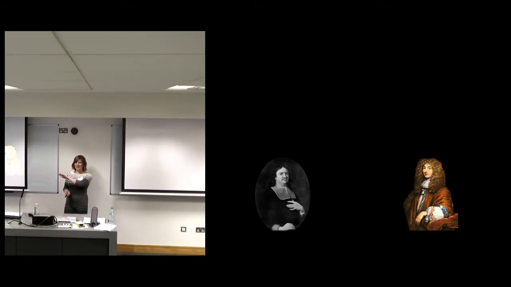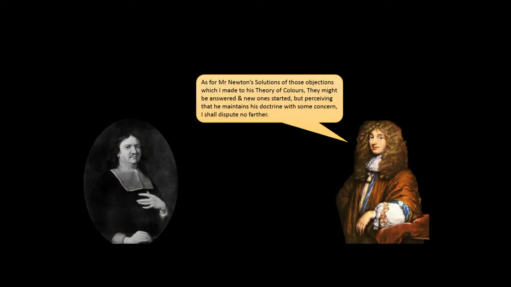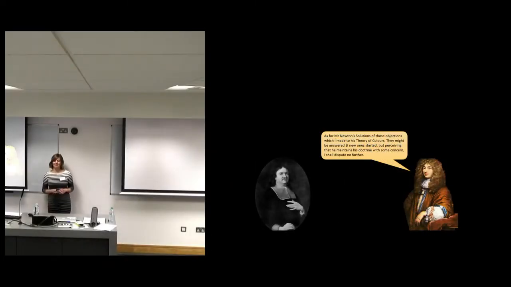Well, probably not. In a letter that he wrote later to Oldenburg, he says this, as to Mr. Newton's solutions to those objections which I made to his theory of colours, they might be answered and new ones started, but perceiving that he maintains his doctrine with some concern, I shall dispute no further. Basically, he's going, no, this is a crazy guy who's just way too committed to his theory. And that was actually a bit unseemly at this point. You're supposed to be a bit more epistemically modest than Newton was being. Okay, so I'll wrap up now, quickly.